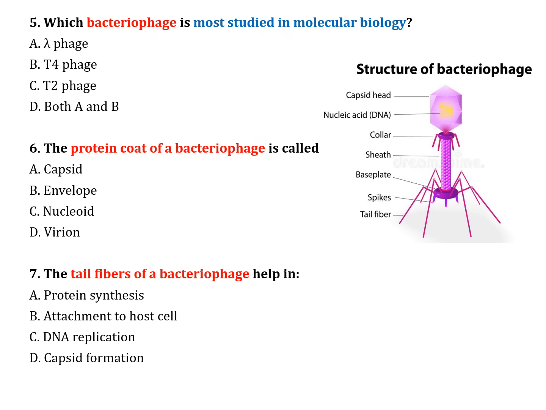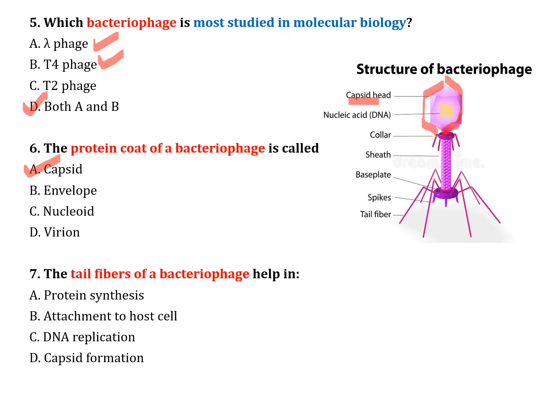The next question number 6. The protein coat of bacteriophage is called option A capsid, option B envelope, option C nucleoid, option D virion. Correct answer is option A capsid. This head is called capsid, which is made up of protein.